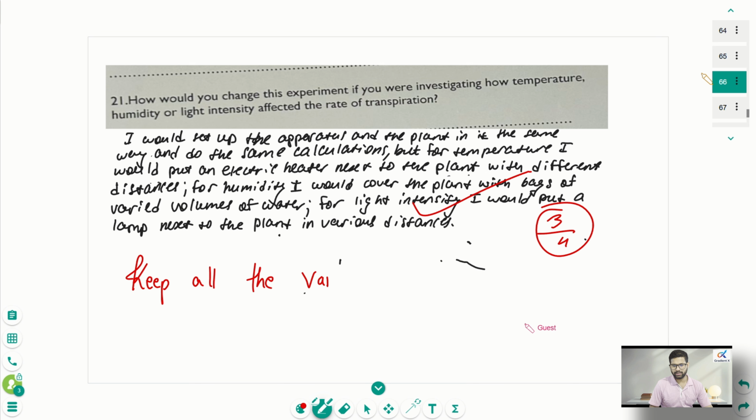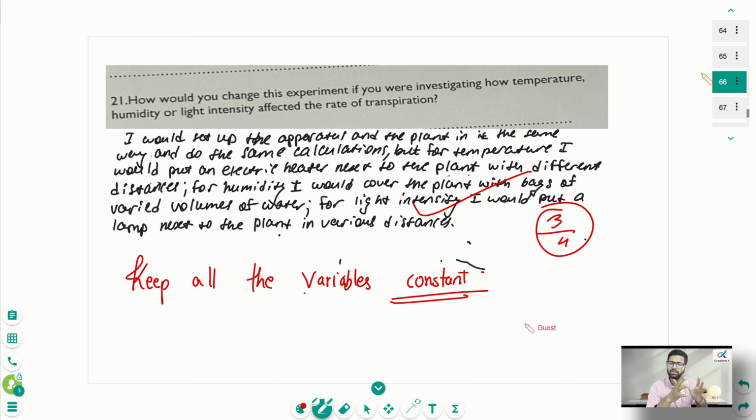Keep all the variables constant. Okay. Why do you think that we conduct most of our experiments in a laboratory? Probably because it has the appropriate light intensity, temperature, and humidity. We can control everything over there. Simple answer, right? The humidity, you mentioned the temperature, right? The lamp, or you can say the heater, right?